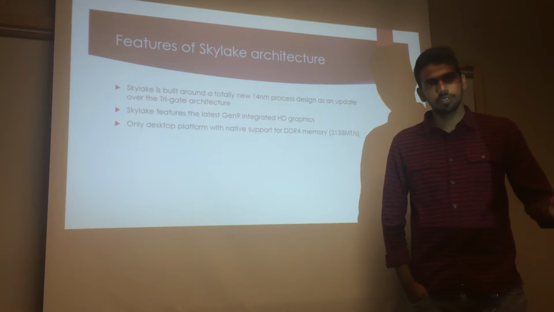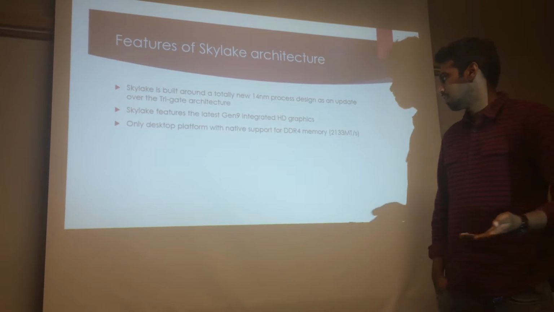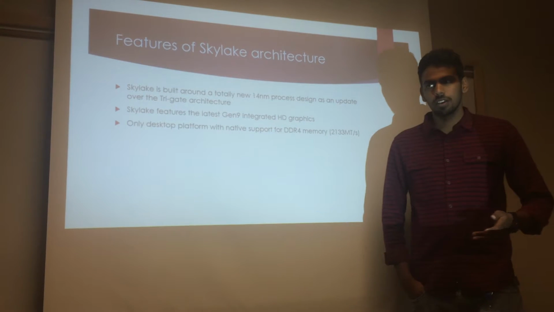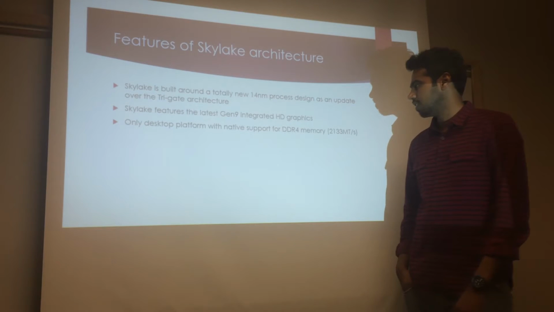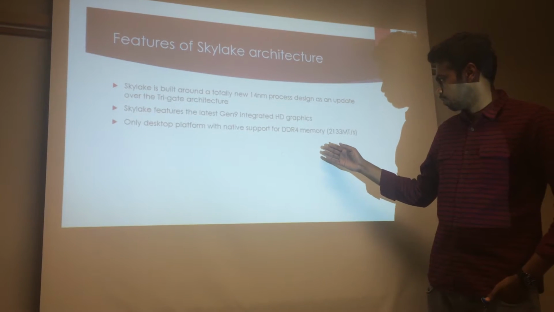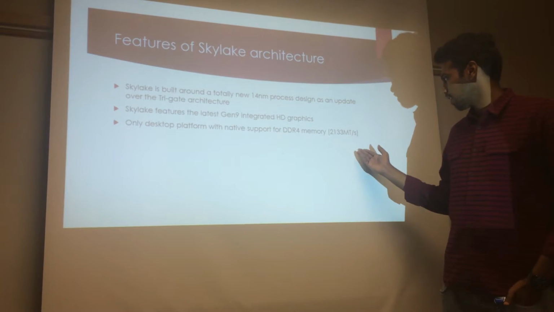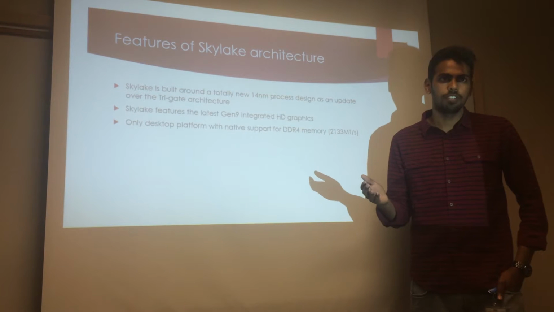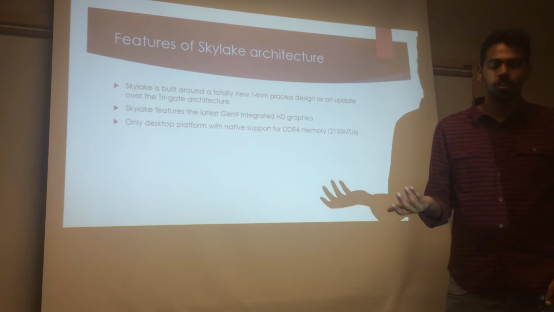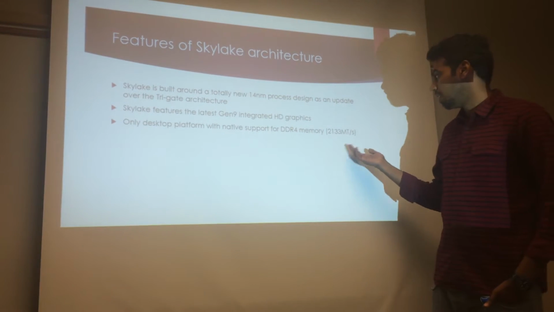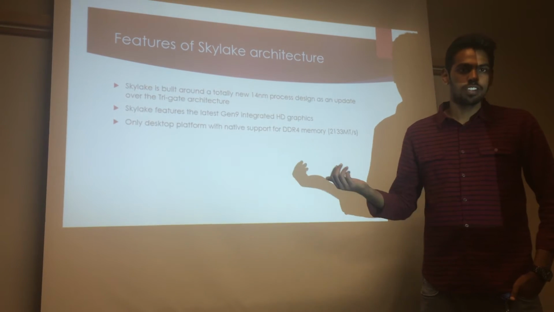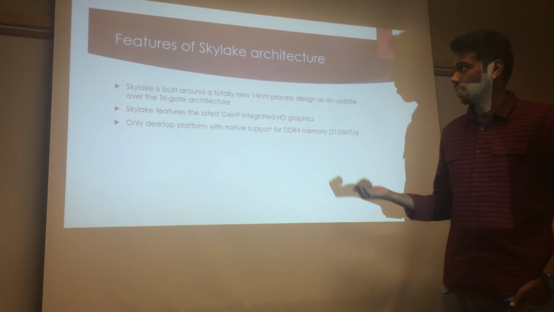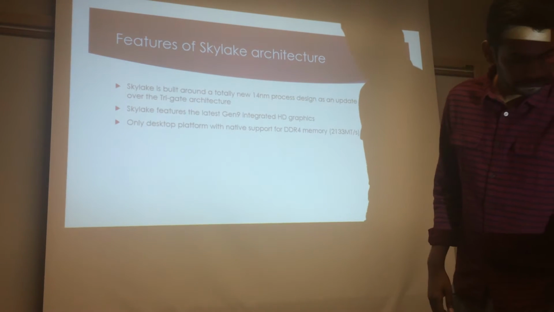What is the difference between these two memories? It is basically the number of transfers per second a memory can do. So if you see a DDR4 memory, it can do 2133 million transfers per second, whereas a Broadwell could do around 800 to 1000 million transfers per second. So by this, we can definitely see the improvement in the microarchitecture of Skylake.